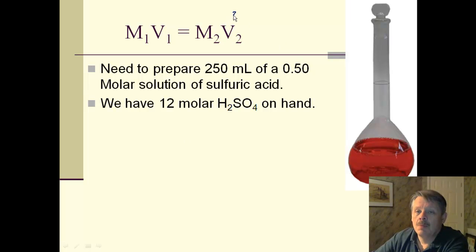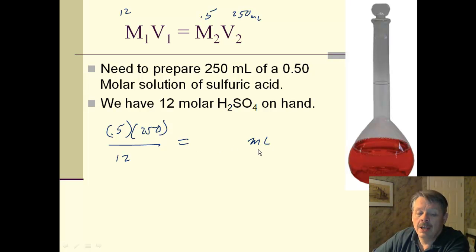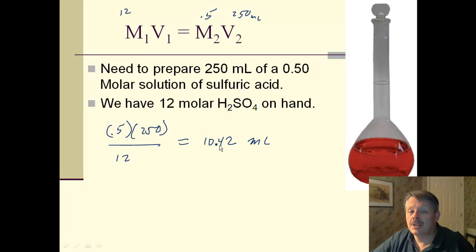All right, I'm making 250 milliliters of solution, and it's 0.5 molar, and I've got 12 molar on hand. So I take 0.5, multiply by 250, divide by 12. I'm going to end up with milliliters as my final answer. And when I do this, my answer to that problem is 10.42 milliliters. And guys, again, I'm keeping way too many sig figs, but I'm doing it simply so that you see what you get on your calculator.